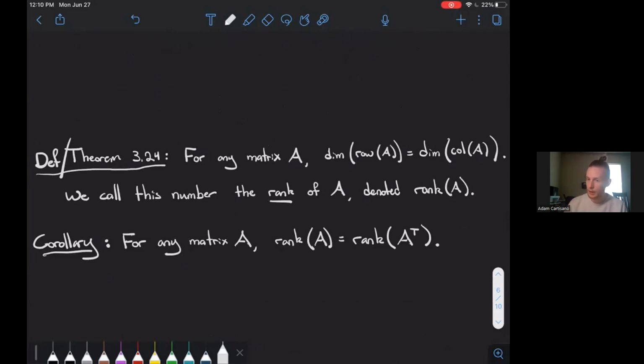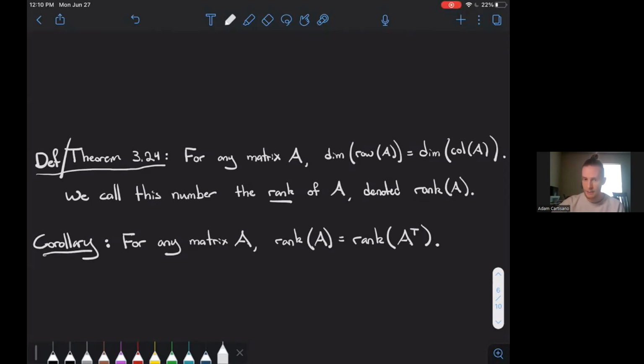So we have the first one. It's our new definition of the rank of a matrix, and it's also a theorem. For any matrix A, the dimension of the row space of A is equal to the dimension of the column space of A. They have the same dimension. For that reason, we call that number the rank of A. Remember before, rank was the number of leading variables, or leading entries, in the reduced row echelon form of a coefficient matrix for a linear system. That number we called the rank.